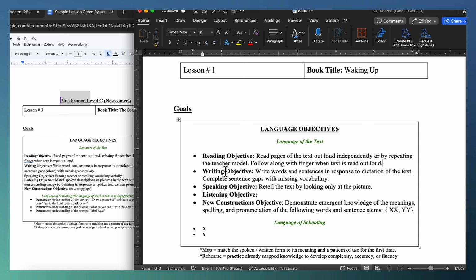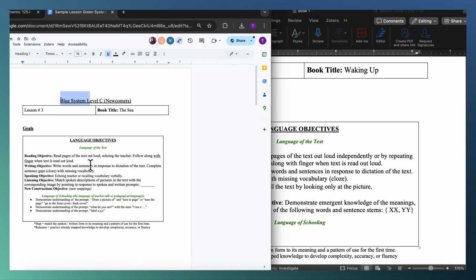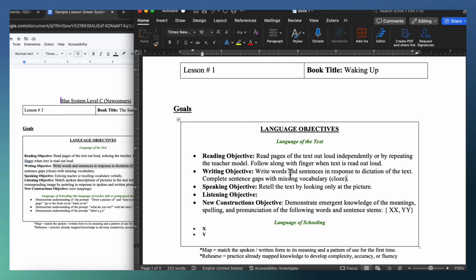So let's move on to the writing objective. Writing objective for Book 1: write the words and sentences in response to the dictation of the text. Complete sentence gaps with missing vocabulary, and that's what we called a cloze before, right? And so that is basically the same thing. Okay, so there's not much I need to change.